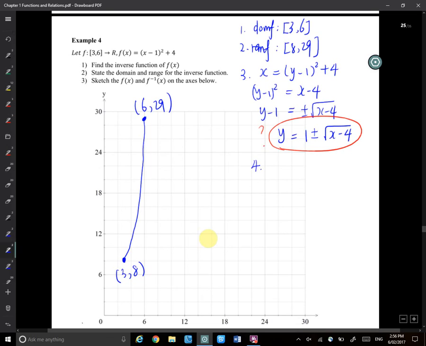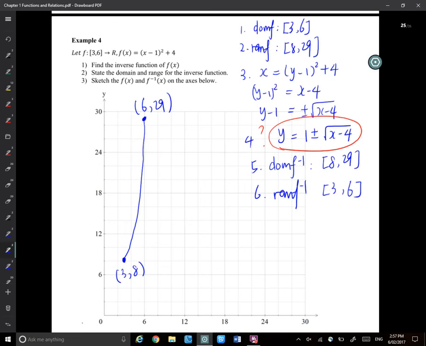So talk about the domain of f inverse, which is the range of f, which is 8 to 29. Number 5, what's the range for f inverse? Actually, this should be number 4, then number 5, that's number 6. So the range of the inverse is the domain of f, which is 3 to 6.